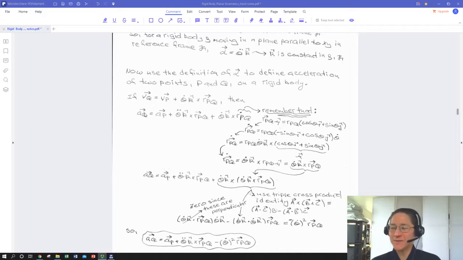Let's take the first time derivative. So we take the first time derivative of velocity, we're going to get acceleration. So we went from velocity of Q to acceleration of Q. And we're going to take the first time derivative of the velocity of P, and we're going to get acceleration of P.